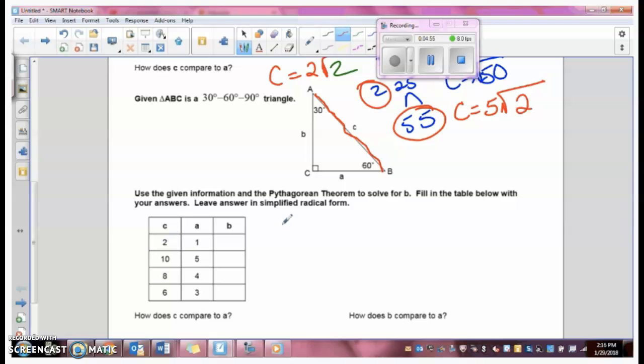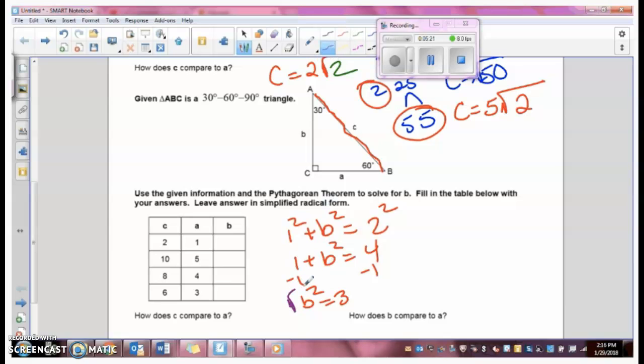So one of the things that we have to realize about that is that a 30, 60, 90 triangle is an equilateral triangle that is split in half. So you're always going to have one side that is half of the hypotenuse. All right, so let's say that A would be the shorter side. The shorter side is the one that is BC. That's the one that's opposite the 30-degree angle. So if we calculate that, we get B equals the square root of 3.